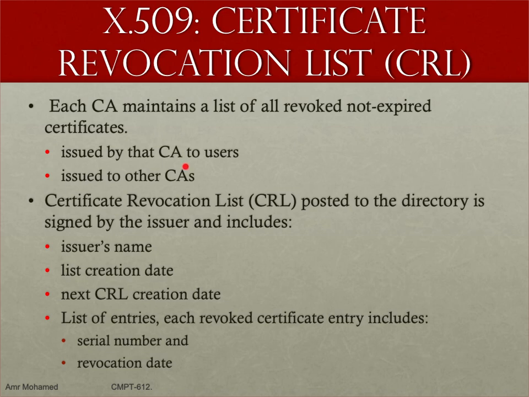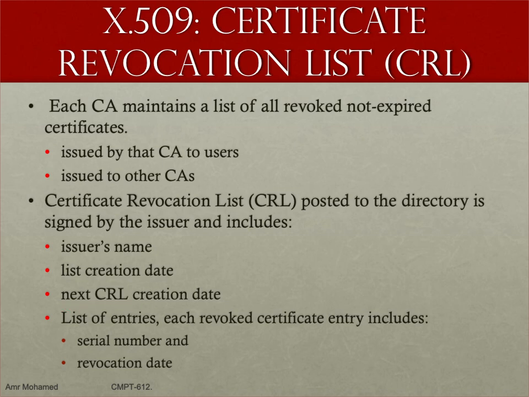And it's issued by that certificate authority, and it's now communicated to other certificate authorities, and it gets communicated to all the parties. So this certificate revocation list posted to the directory is signed by the issuer. Again, similar to the certificate file itself, it also has to be signed by a particular trusted authority. So this revocation list includes the issuer name, the last creation date, which is the last date that this list was created, and the next list creation date.